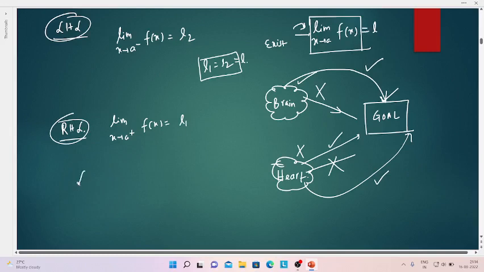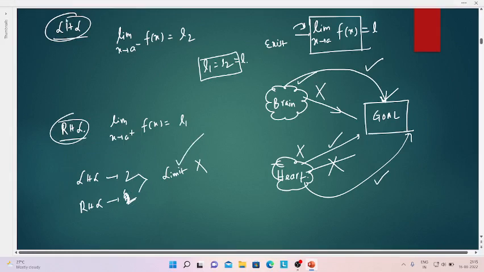I mean, suppose the left hand limit is 2 and the right hand limit is actually 3, then you can see the left hand limit and right hand limit exist, but they are unequal. Then definitely the limit of the function will not exist. But if the left hand limit is 2 and the right hand limit is also 2, I mean both exist and also they are equal, then the limit will exist.